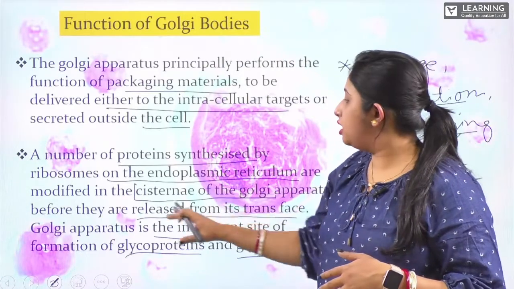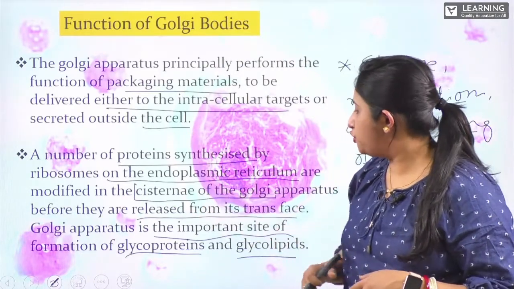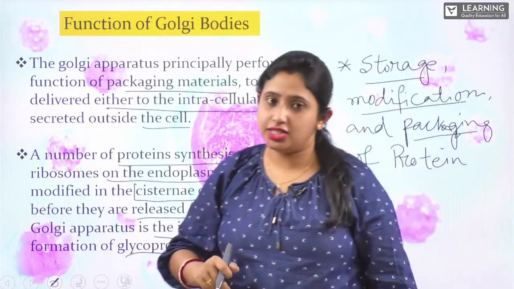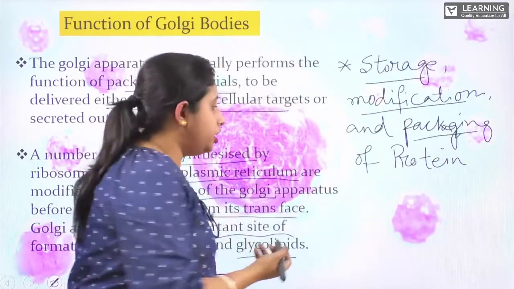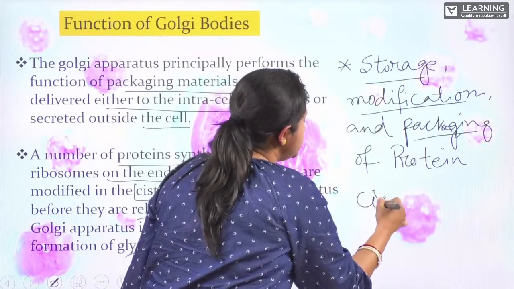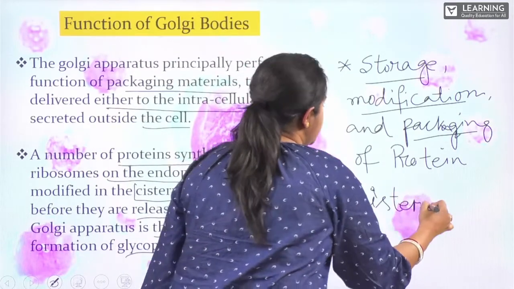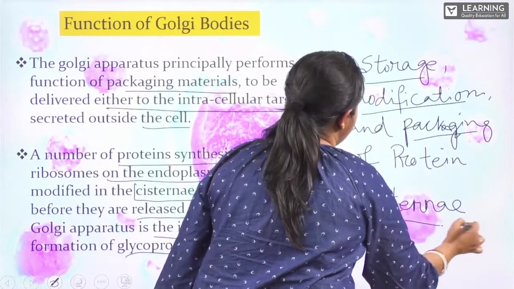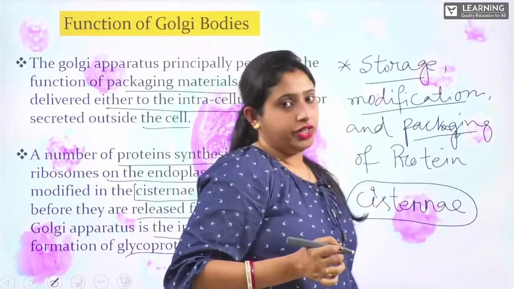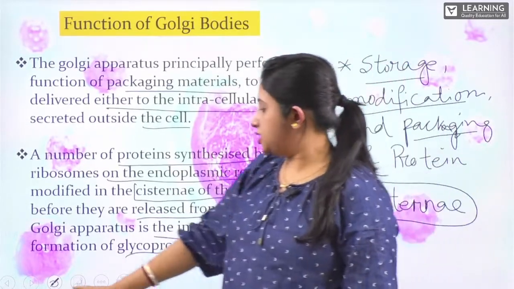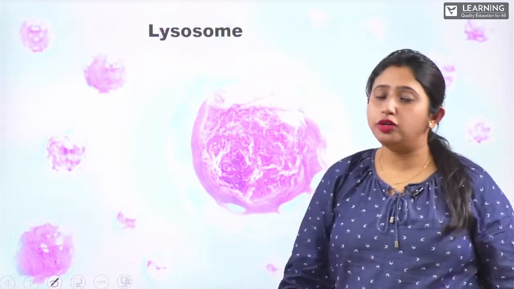So where is the protein modified? It is modified in the cisternae. The modification of the protein takes place in the cisternae of the Golgi apparatus. Yes. So this is all about the Golgi body.